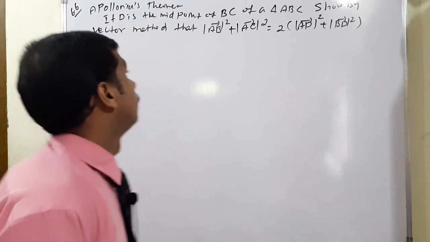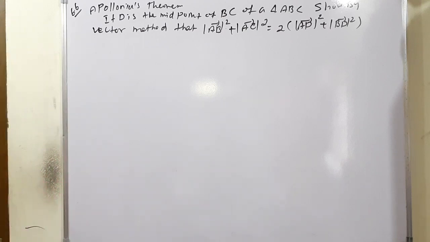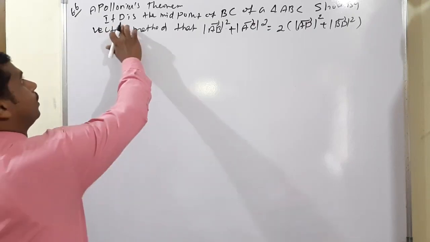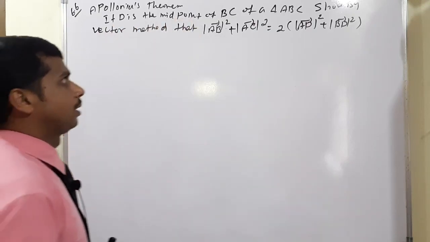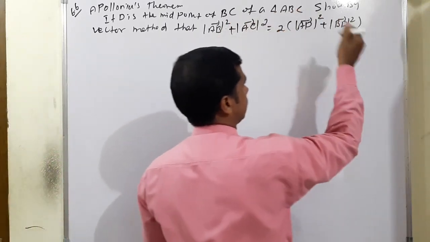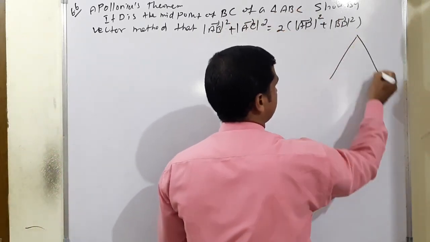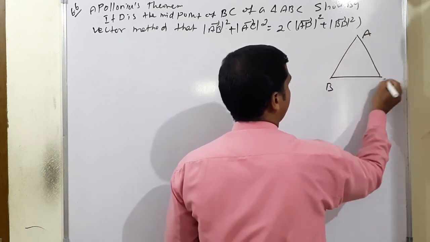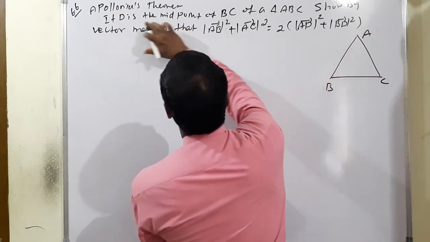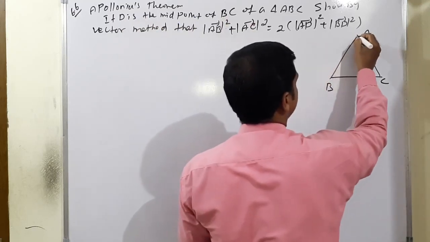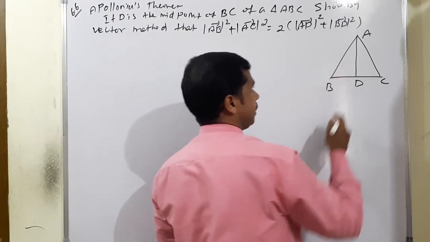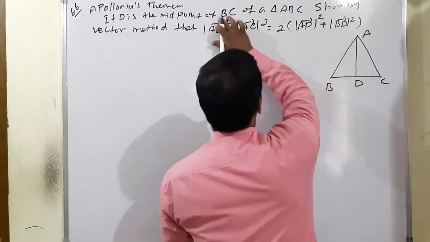I'm moving to example 6.6. That is called Apollonius theorem. One of the important questions. The question is actually very simple. If D is the midpoint of BC of a triangle ABC. Consider the drawing: triangle A, B, and C. The midpoint is given clearly, D is the midpoint. So D is the midpoint of BC, isn't it?